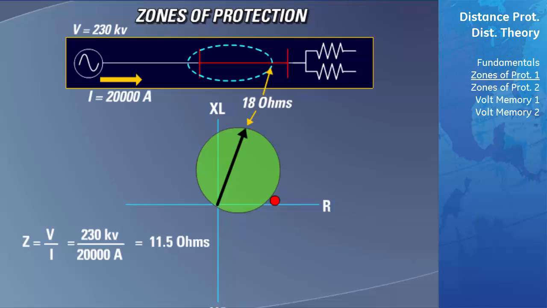Since the Mho circle is positioned where it is on the graph, there is very little area included in the zone of protection in the resistance direction. Therefore, the new impedance will not fall into the zone of protection, and the relay will not trip.